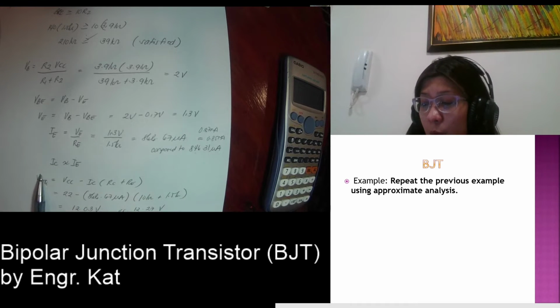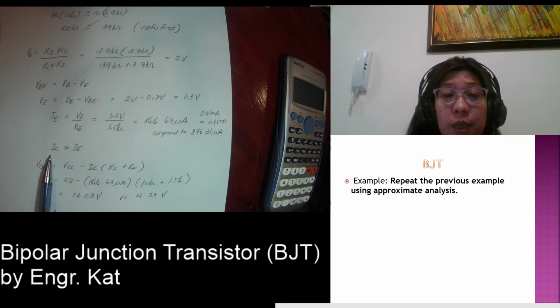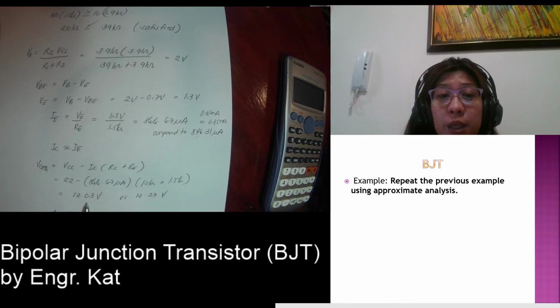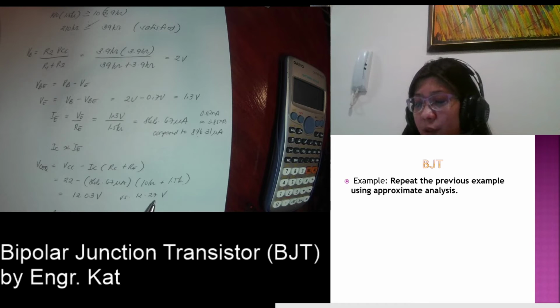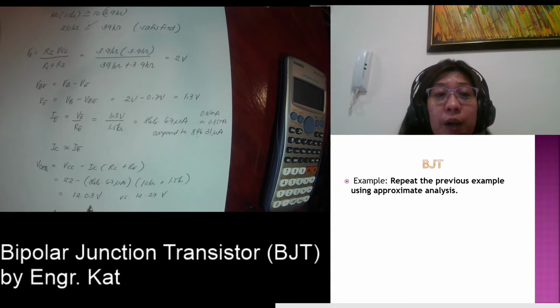Okay, and then we will assume that IC is approximately equal to IE in solving for VCE. So VCE is 12.03 volts versus the 12.27 volts that we got using the exact formula. So as you can see, answers are approximately equal.